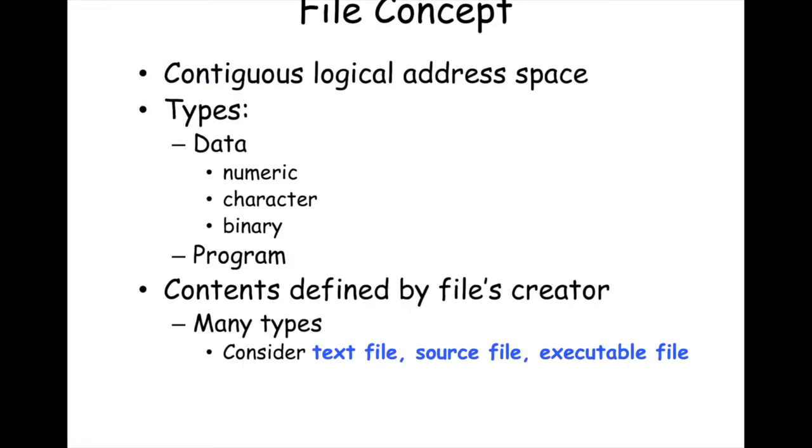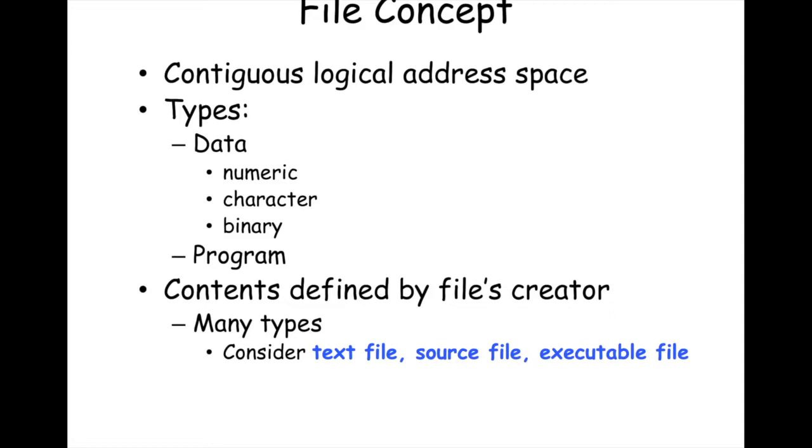A file system, contiguous logical address space. Now, of course, when we talked about virtual memory, we talked about logical address space for memory from the perspective of a process, which is a program in execution. And we looked at how the operating system manages and maps that onto the physical address space as it would appear in RAM. And so a similar concept happens with a file system.